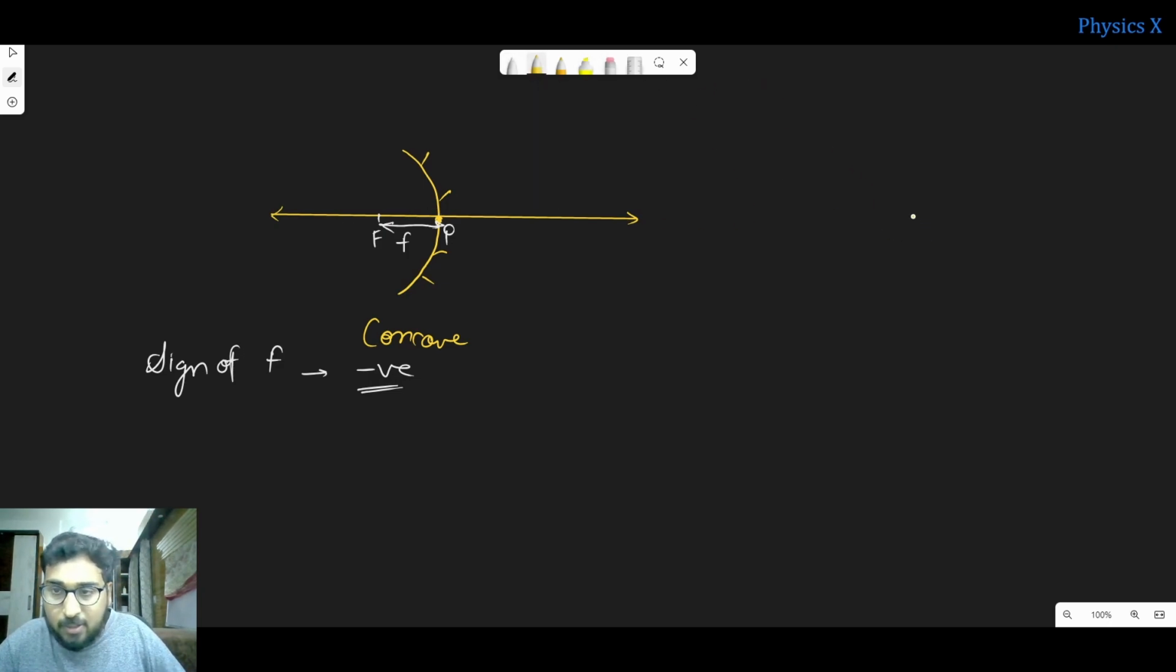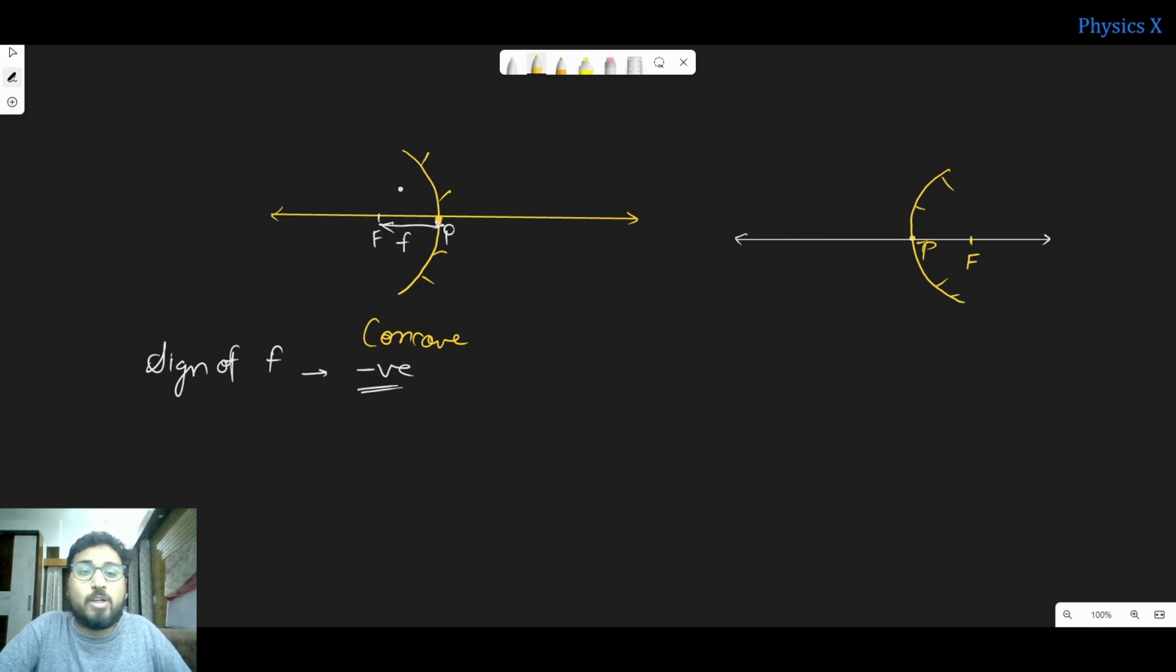Now let us consider the case of a convex mirror. This is your convex mirror, right? Somewhere here is your pole and this is your principal axis. Curvature is like that, so the sphere will be from this side. Now this is your focal point. According to the definition, in a concave mirror, when rays are parallel to the principal axis, they meet at a point we call the focus. In this case, the rays appear to be meeting at a point, which we also call the virtual focus. So this is the focus point of a convex mirror.